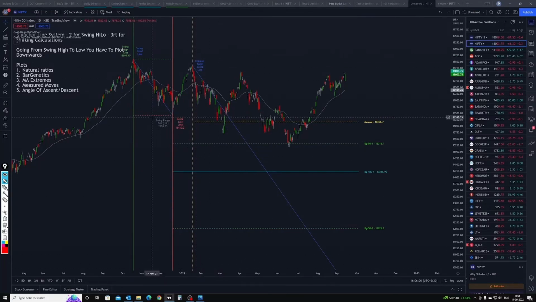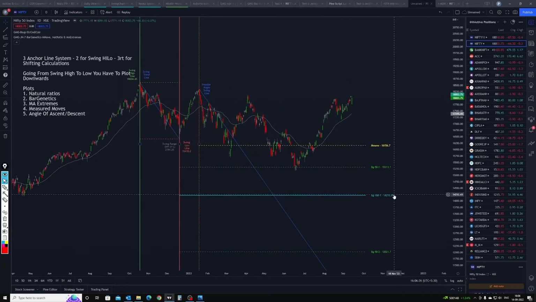So 1 times this difference, 2 times this difference, 50% of the difference, that is like bar genetics. 50, 100, 50, 100, those are the levels. So BG50 and BG100 are the levels of bar genetics. These levels will act as the targets or the support and resistances.